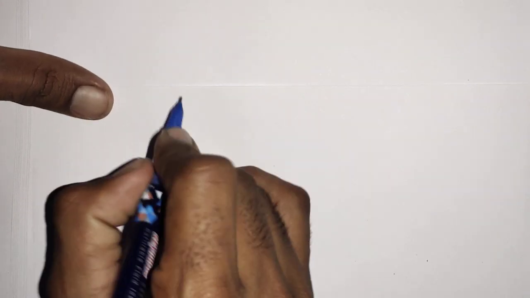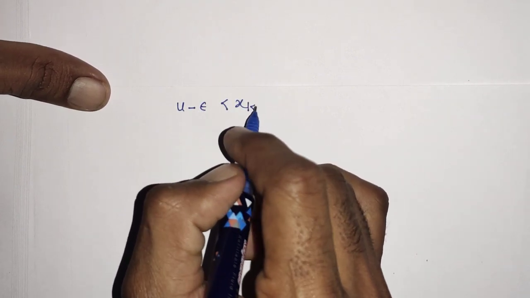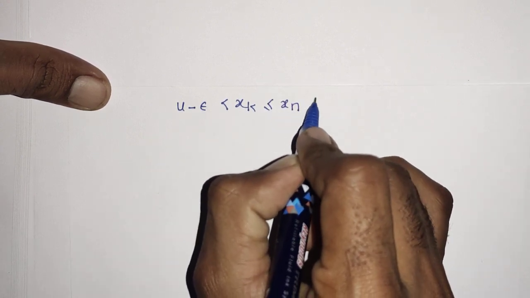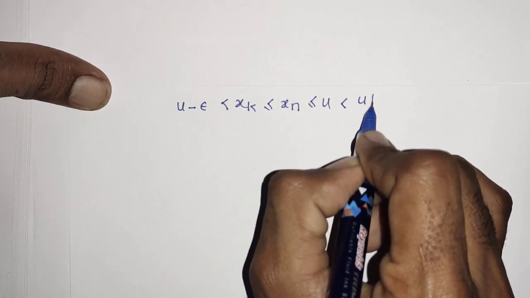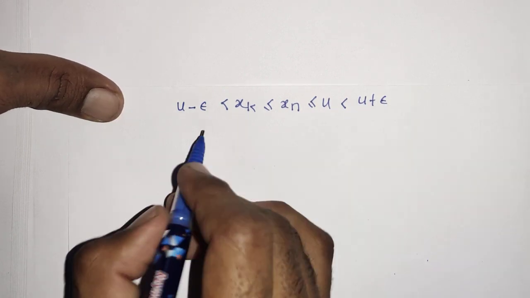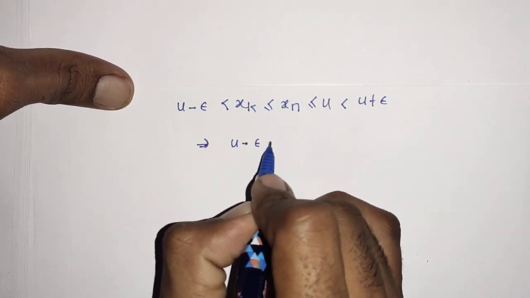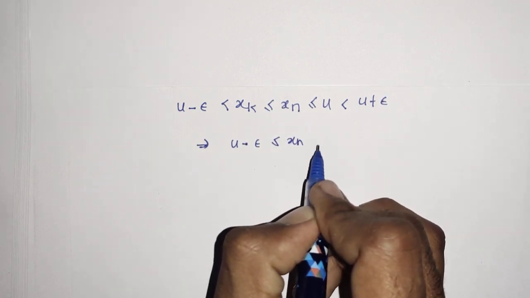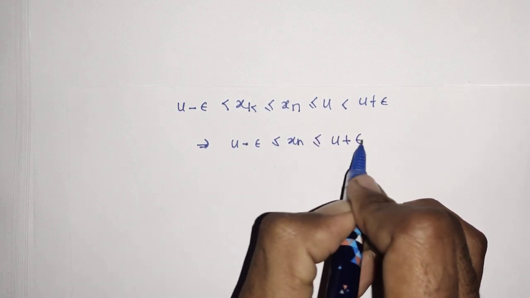u minus epsilon is strictly less than xk, then xk is less than or equal to xn, xn is less equal u, because u is the supremum, and u is clearly less than u plus epsilon. We are adding some number to u, so u is clearly less than u plus epsilon. So here we can write u minus epsilon is less than xn is less than u plus epsilon.